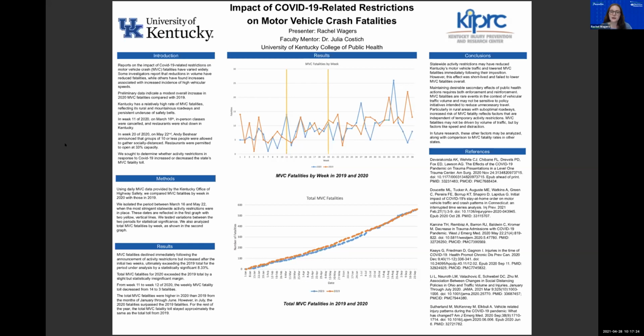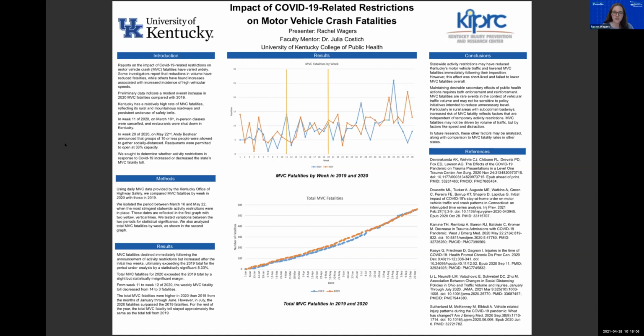So to go ahead and get into my results, MVC fatalities declined immediately following the announcement of these activity restrictions, which was on that date of March 16th. You can see in that first graph there was a pretty sharp decline from week 11 to week 12. In week 11, there were 14 MVC fatalities in Kentucky, but in week 12, there were only 3 fatalities. That is a pretty sharp decrease, and that could be due to those initial statewide restrictions and the scare of the pandemic, something we've never really experienced before.